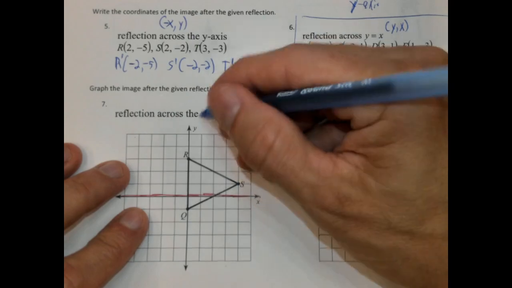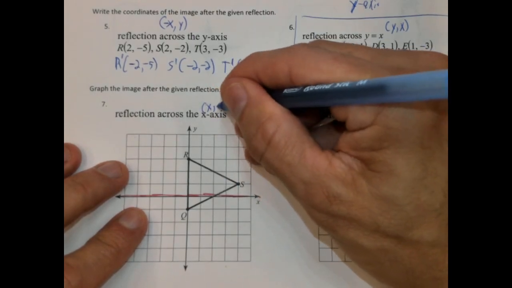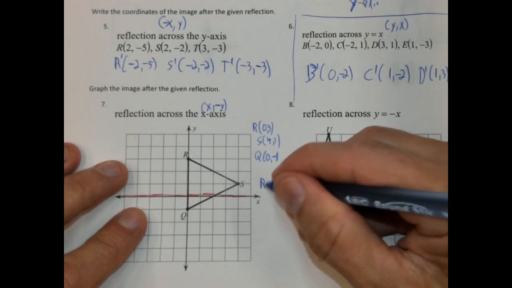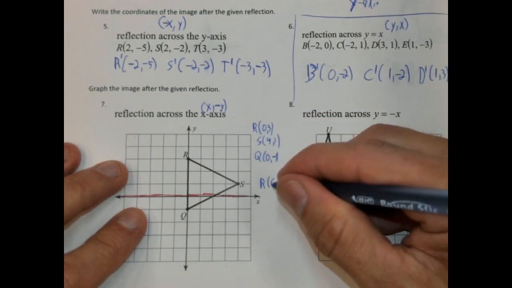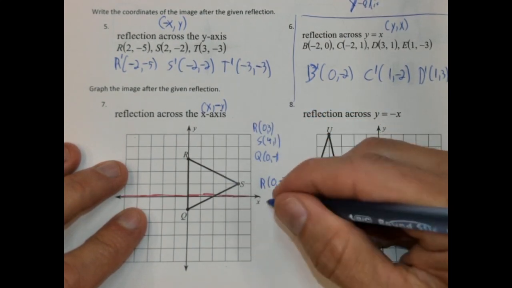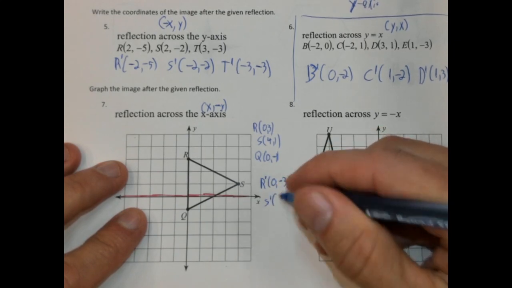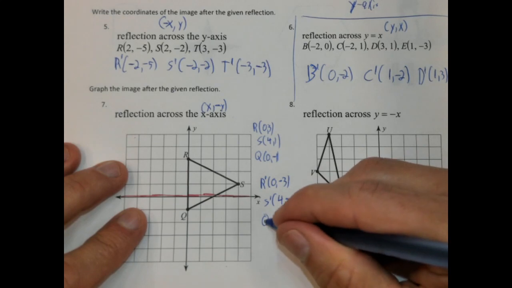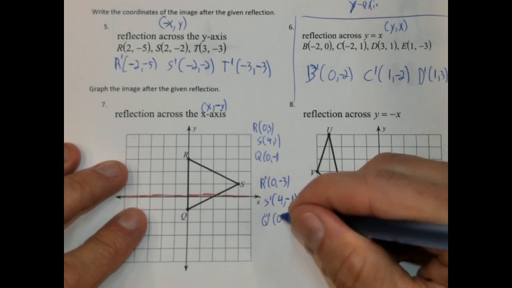So I know the x-axis means we're going to go x, comma, opposite y, so the y value changes signs. So for R prime, we're just going to change the y value. So 0, negative 3. And S prime is going to be 4, negative 1. And Q prime is going to be 0, positive 1.